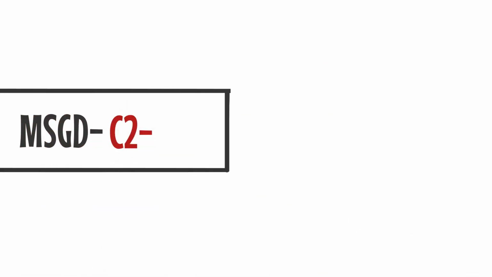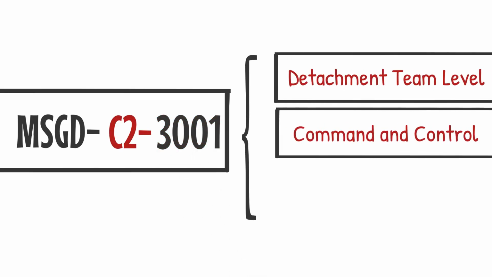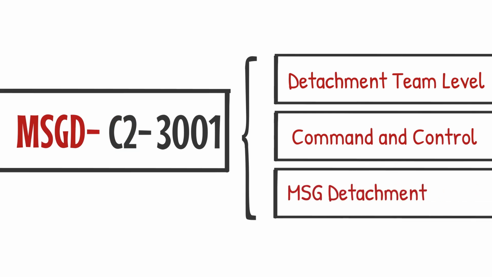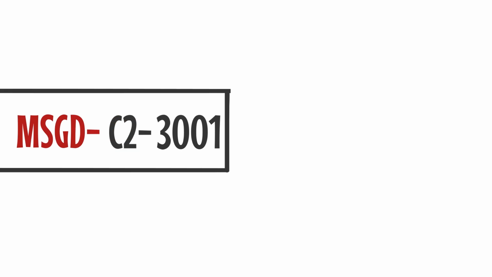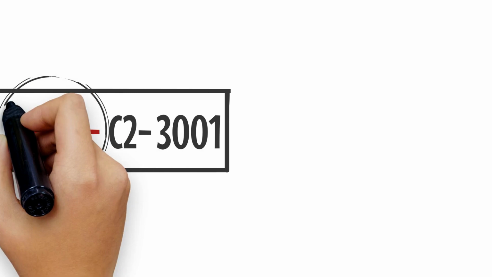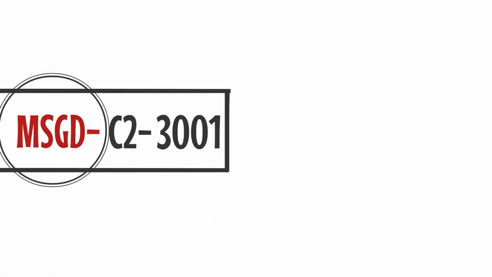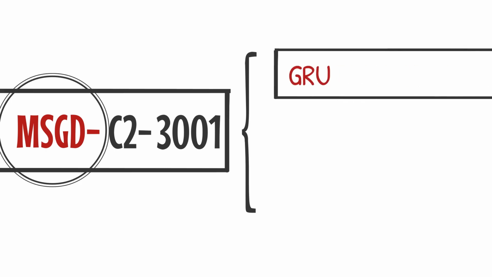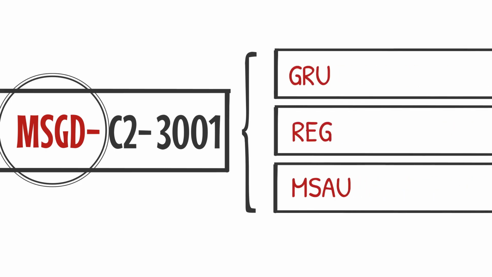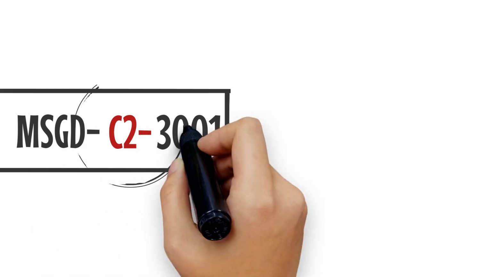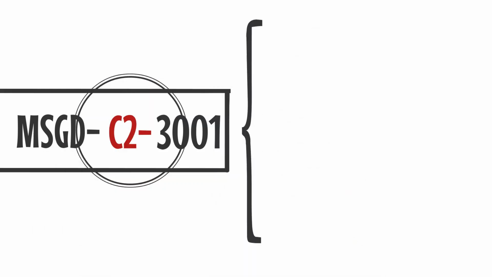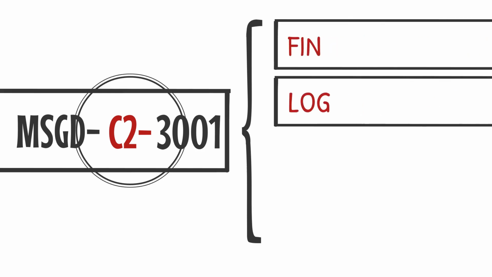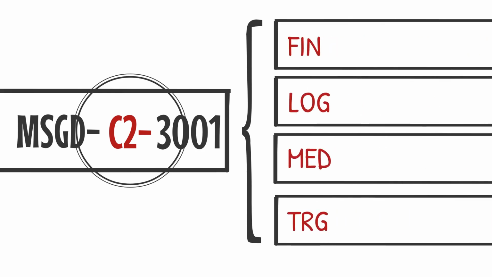MSGD TAC C2 TAC 3001 is a detachment team level command and control training requirement that applies to the MSG detachment. If we break down the code, the first characters indicate the community the training event applies to. In addition to the MSGD, the community may also be group, region, or MSOW. The second set of characters in the code represents the duty area. In addition to command and control, other duty areas include finance, logistics, medical, and training.